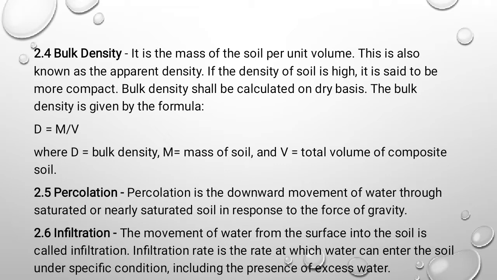Percolation is the downward movement of water through saturated or nearly saturated soil in the presence of the force of gravity. Infiltration is the movement of water from the surface into the soil, and infiltration rate is the rate at which water can enter the soil under specific conditions, including the presence of excess water.